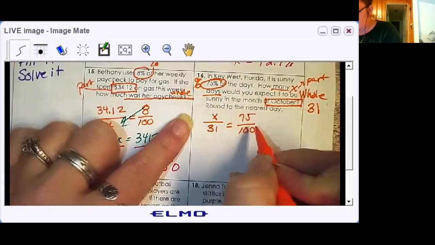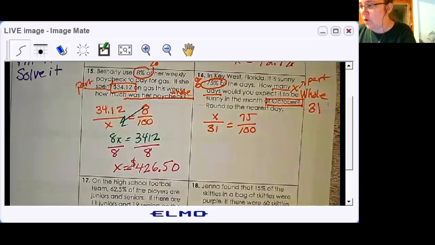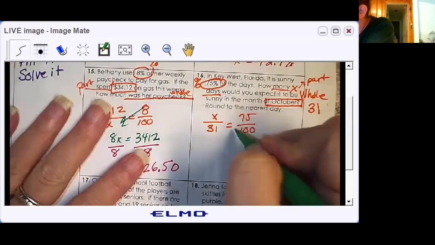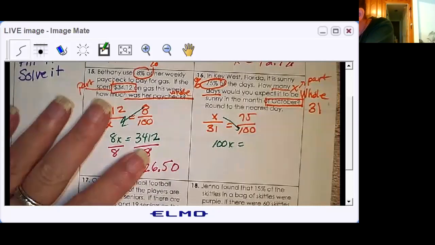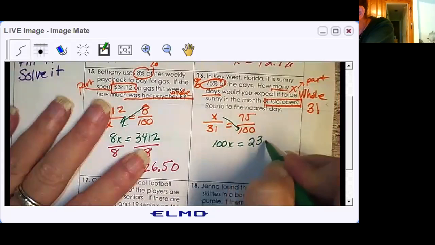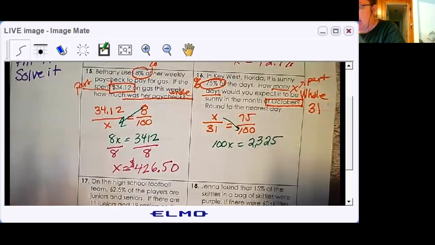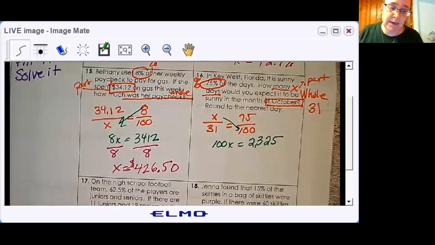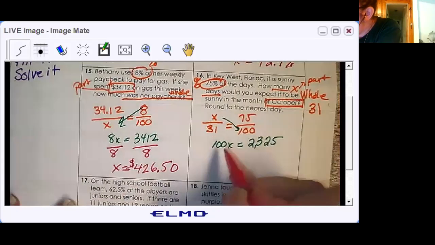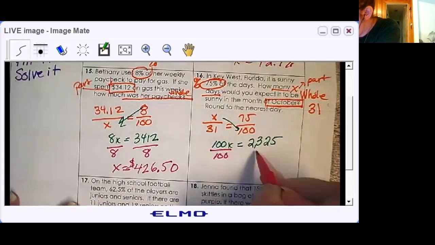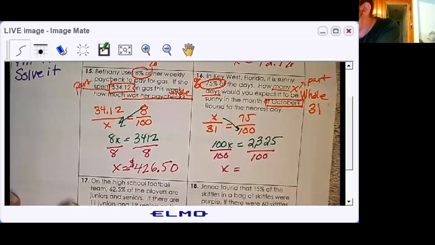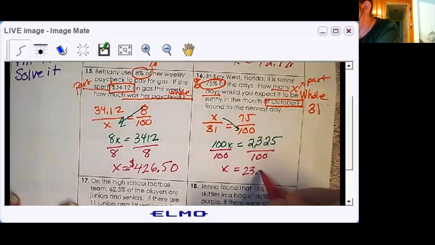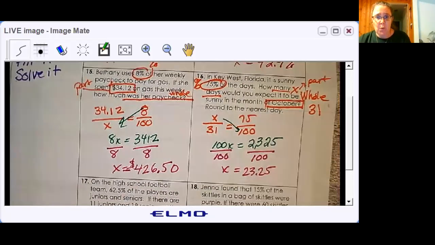And now we filled in our information. Time to solve. Cross multiply. X times 100 equals 75 times 31, which is 2,325 days. Okay, now we don't want 100 times X, we want X. So we divide by 100 and get that X is 23.25 days.